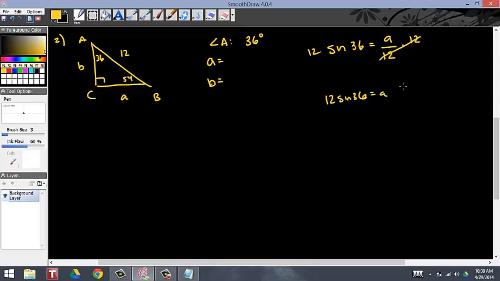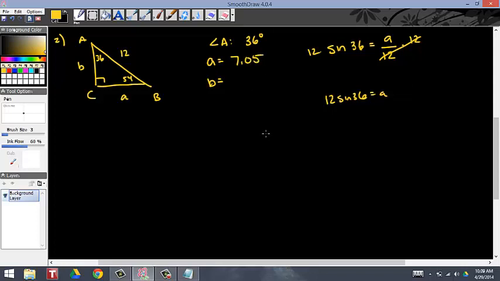Punch that into your calculator. So sine 36. I'm sorry, make sure your calculator, unlike this one, is in degrees, because that's what we're dealing with right now. And I will always differentiate for you which ones you're going to solve for. So sine 36 is 0.58, and then times 12, right? Okay, so it looks like side A is going to be 7.05.